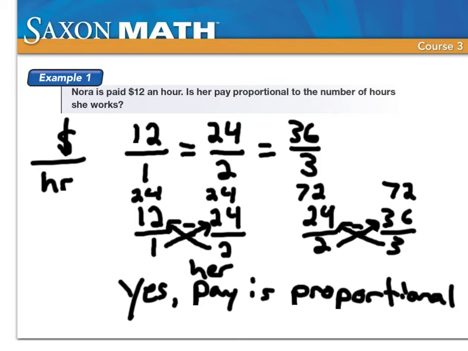And then we can always prove that ratios are equal to each other by setting up a proportion like this and using cross products and seeing if they're equal to each other. Okay, so again, 12 times 2 was 24. 1 times 24 was 24. Those are cross products because they're across from each other. If these numbers are equal, then the whole thing is equal. So her pay is proportional. Alright, let's go on to another example.